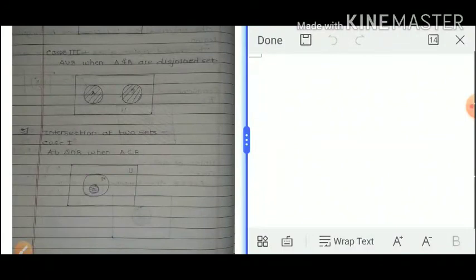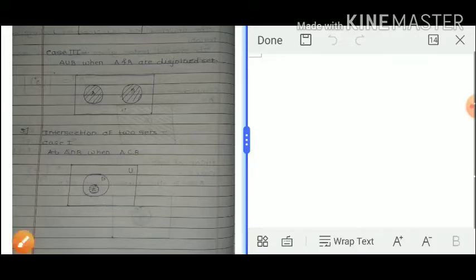Here also there are three cases for the intersection of two sets. Before starting, we need to understand what we mean by intersection. Intersection means the common elements in both sets. Common elements means the same elements in the sets.